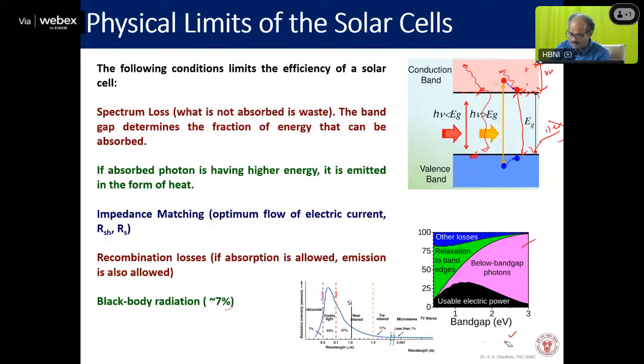So this is, suppose I say the energy. If my band gap is 1.1 electron volt, in that case I can have maximum this much usable energy. If it is 2, I can have maximum this much usable energy. And where these losses are, because this is 100%. So if energy is less, suppose 1 electron volt or very less, in that case, mostly it is in the relaxation of band edges. And if it is more than that, it is in the below band gap photons.